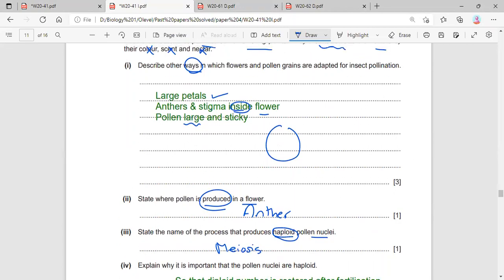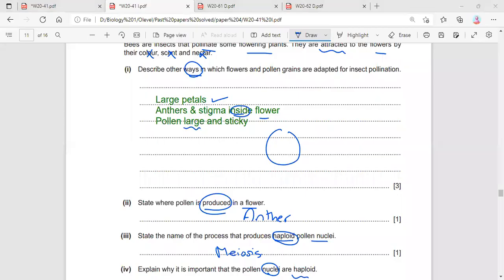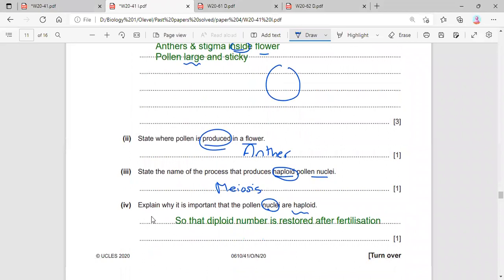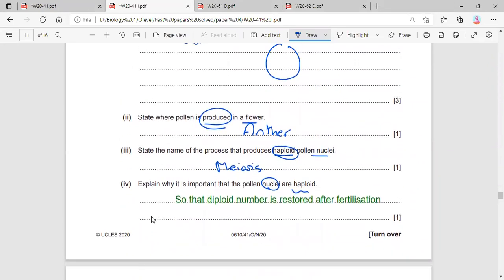Explain why it is important that the nuclei are haploid. Why does the cell have to be haploid? So that the diploid number is restored after fertilization. If the two cells were diploid, the number of chromosomes in the zygote would double. This is why the gametes have to be haploid, to restore the normal number after fertilization.